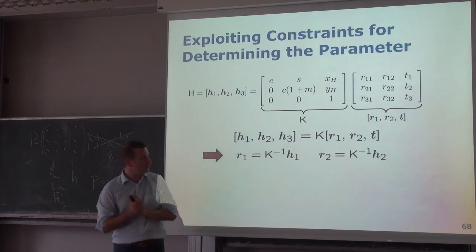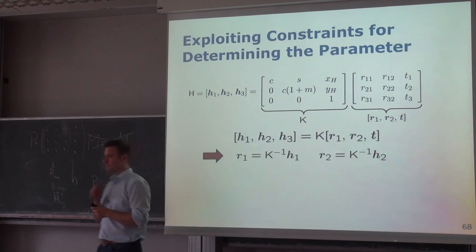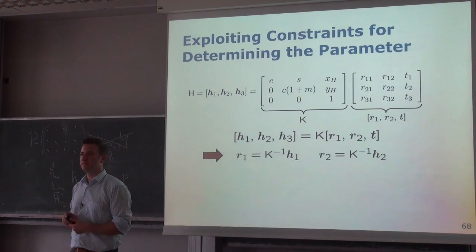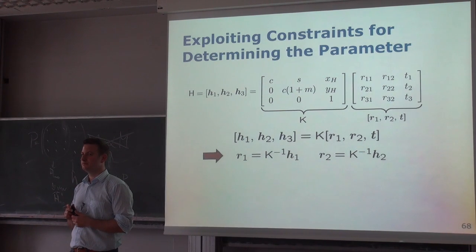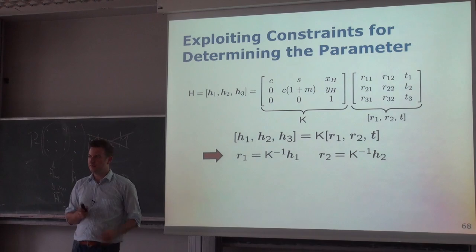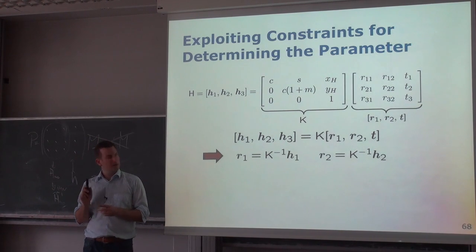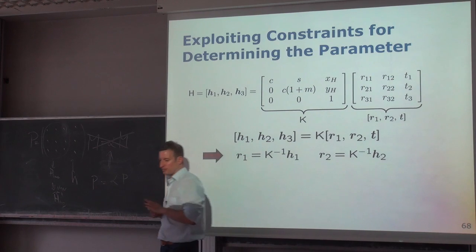Okay, so what do I know about R1 and R2? Where do R1 and R2 come from? What are those values? They come from a rotation matrix. Yes, they are in between 0 and 1. So these are the elements of the rotation matrix.